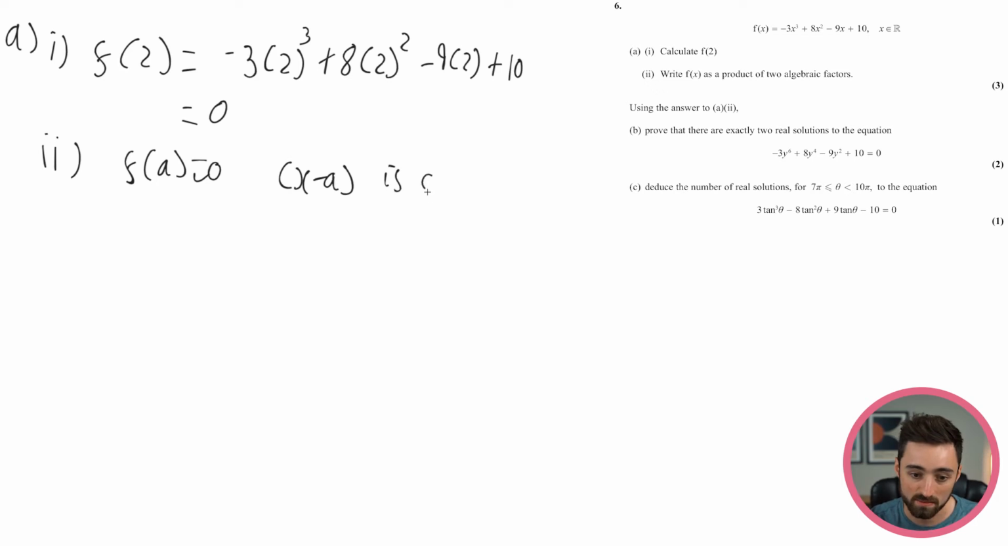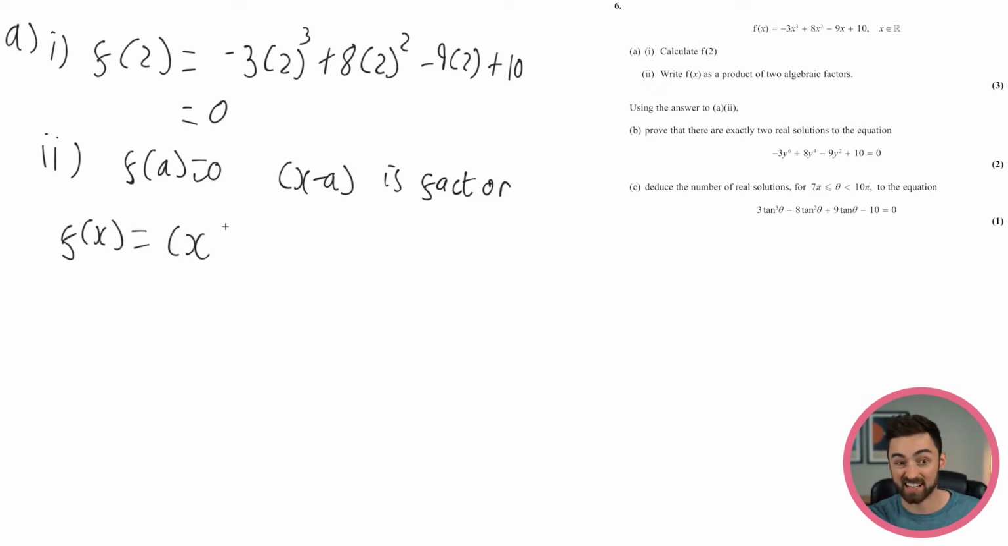So what does it mean to be a factor? It means that f of x can then be expressed as x minus a, or in our case, x minus 2, times something, okay? And it's asking us now to write f of x as a product of two algebraic factors. So I've got one of them, haven't I? All I have to do is find out this something.